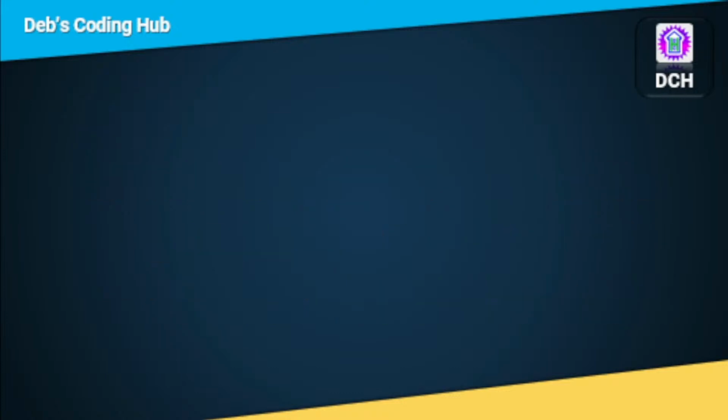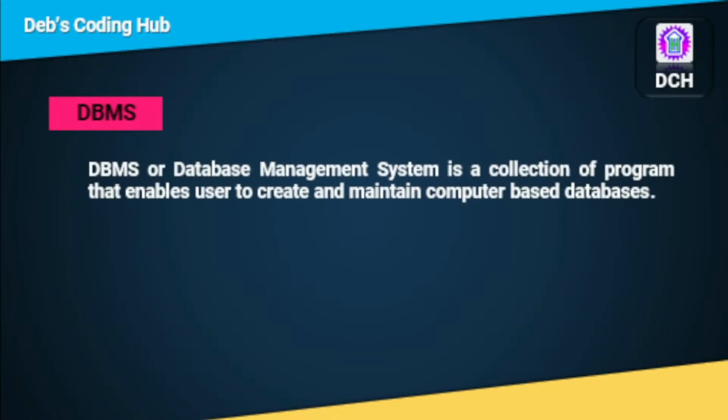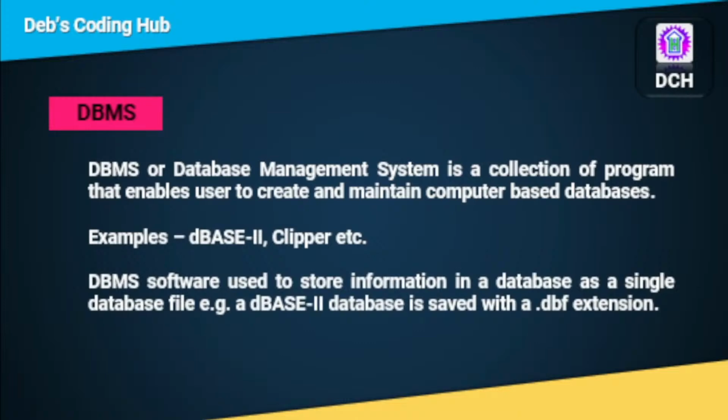Our next topic is DBMS. Now let us see what is DBMS. DBMS stands for Database Management System, and it is a collection of programs that enable the user to create and maintain computer-based databases. Now two examples of DBMS softwares are DBase2 and Clipper. Now DBMS software is used to store information in a database as a single file. They store data as database files. As for example, DBase2 database is saved with an extension of .dbf.